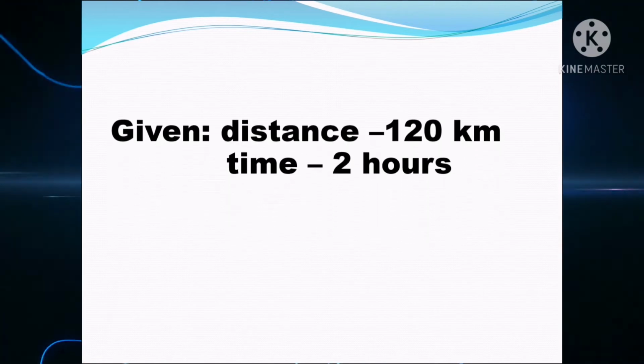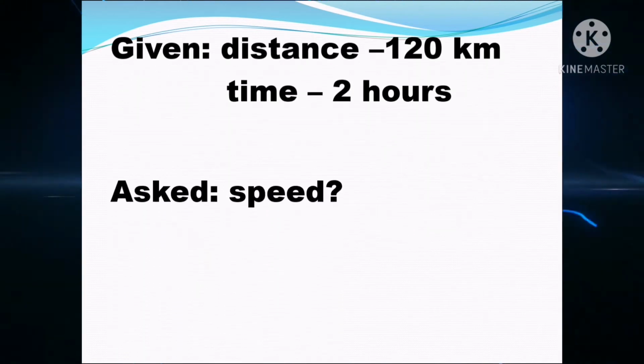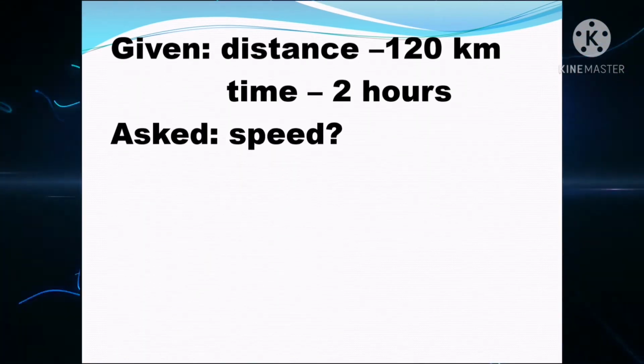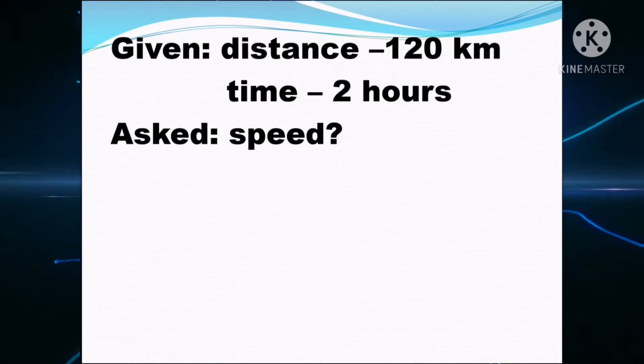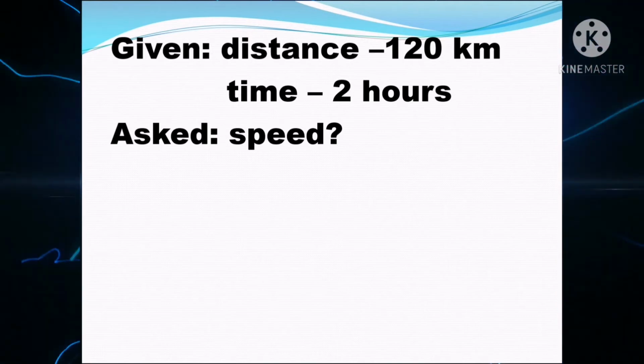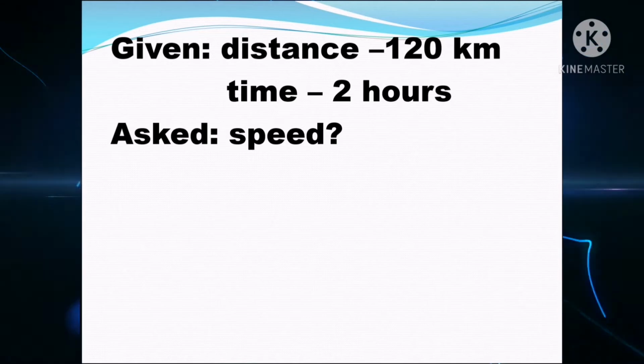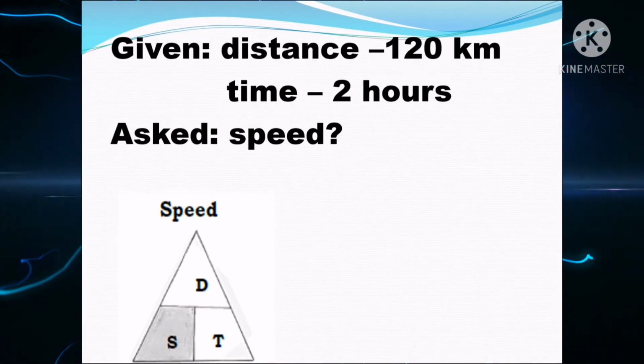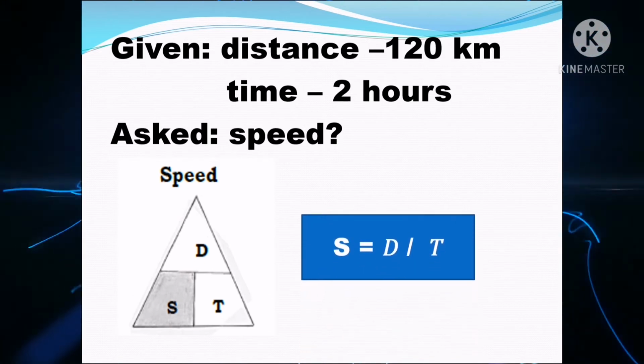The given facts in the situation are 120 kilometers, which is the distance, and 2 hours, which is the time. And the missing variable is the speed. Now, let us try to solve this situation using the magic triangle.